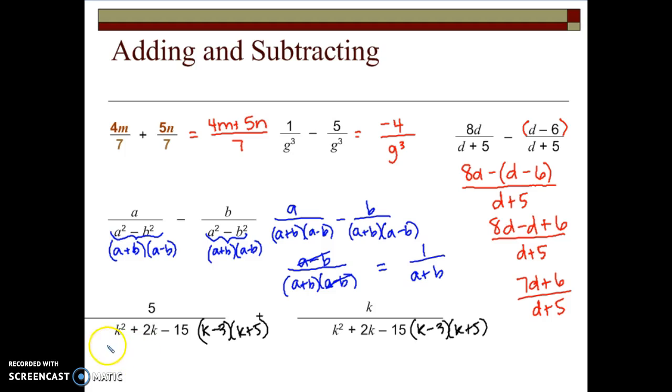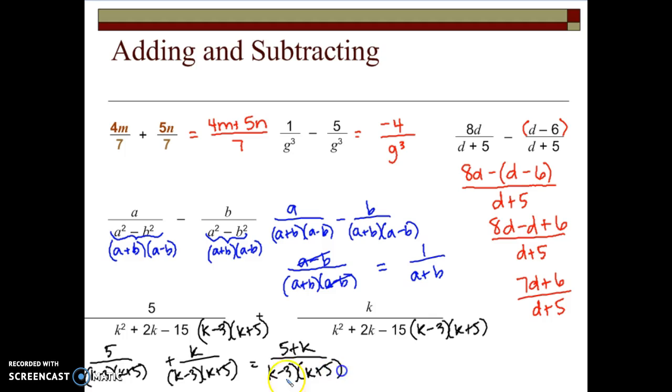Alright, so then I have 5 over k minus 3, k plus 5, plus k over k minus 3, k plus 5. And then I can't combine those, so I'm just going to write them as 5 plus k over k minus 3, k plus 5. Alright, 5 plus k is the same thing as k plus 5, because with addition, the order does not matter. So that means that those cancel, and I'm left with 1 over k minus 3 as my final answer.